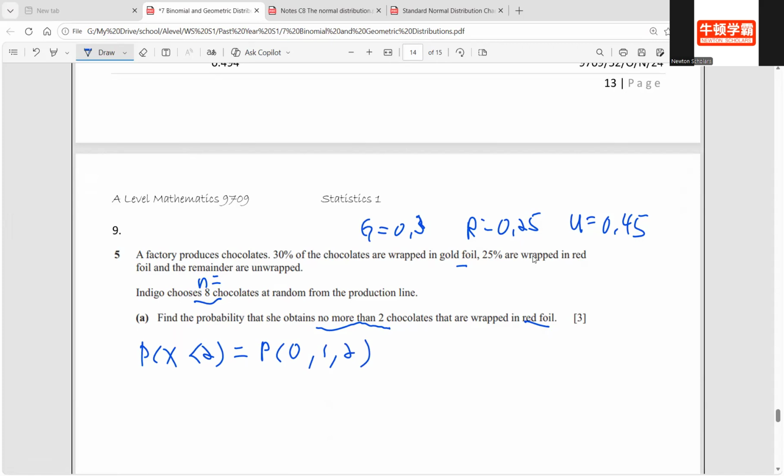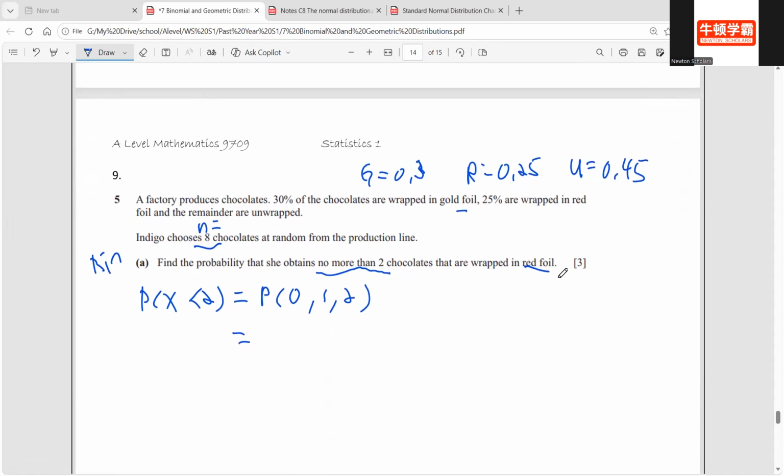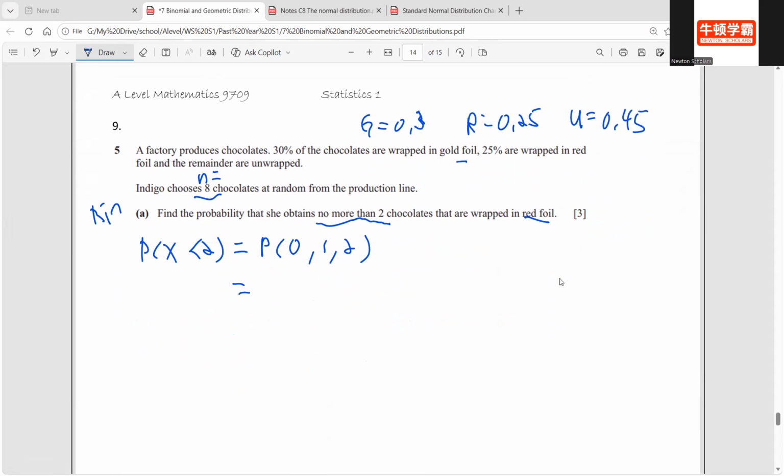This one is surely under binomial, because he never said that he tried until success. So we're using the formula again. Altogether is 8, right? The n is 8. So 8C0, 0.25 to the power 0, and I need to use the rate.